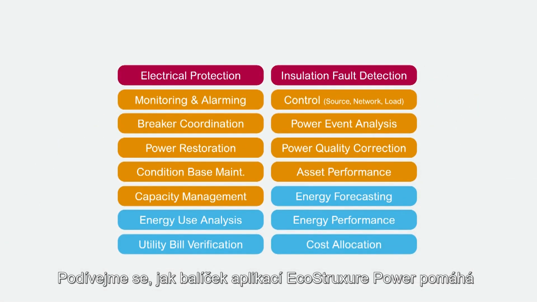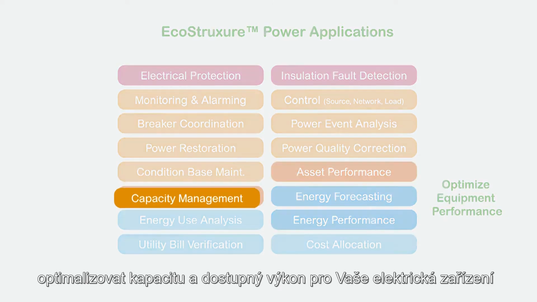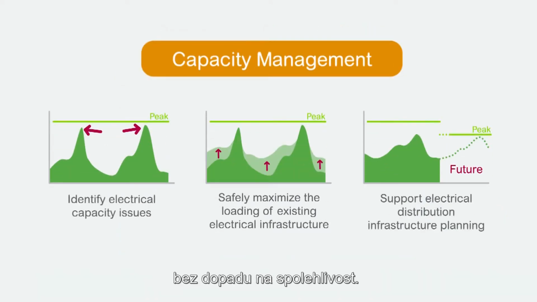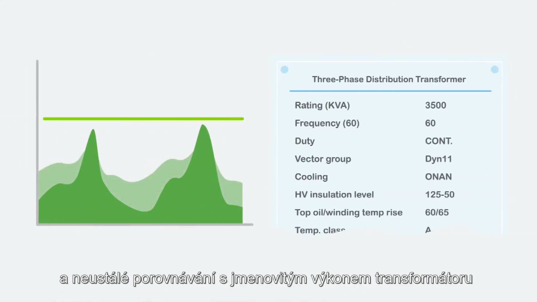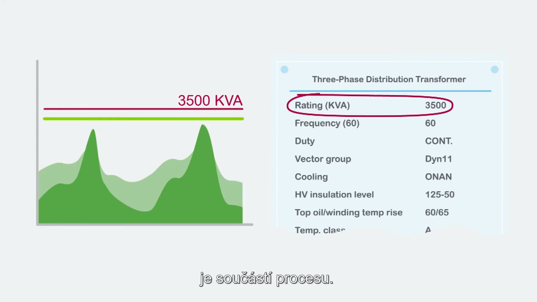Let's see how the EcoStruxure Power application stack helps optimize the capacity for your electrical assets to squeeze your existing capacity without hurting your reliability. Examining your loading patterns and consistently comparing with your nameplate ratings is part of this process. Let's take a look at a concrete example.